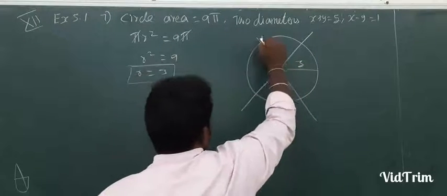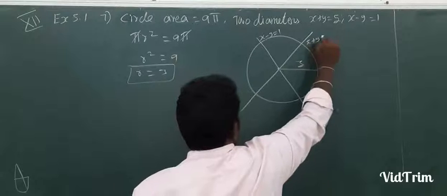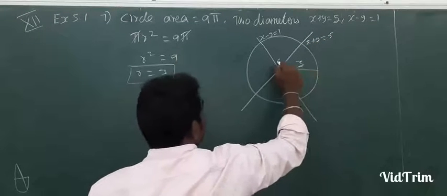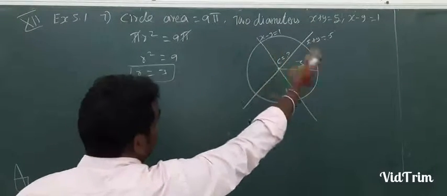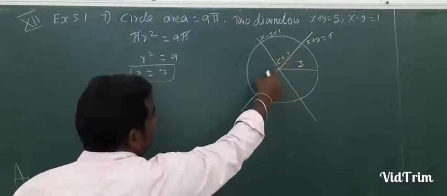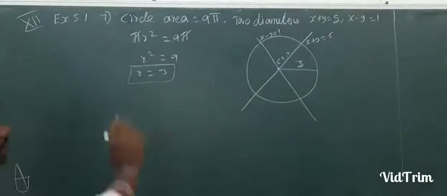You may say that this is x - y = 1, and this is x + y = 5. We need to find the center and the equation of the circle, because we know the equation of the circle with center (h, k): (x - h)² + (y - k)² = r². Next we use the two equations to find x and y, that is the intersection of the two straight lines, and it is also the center of the circle.